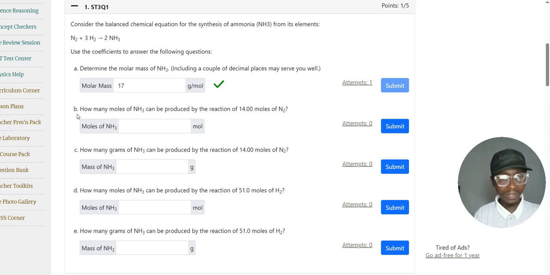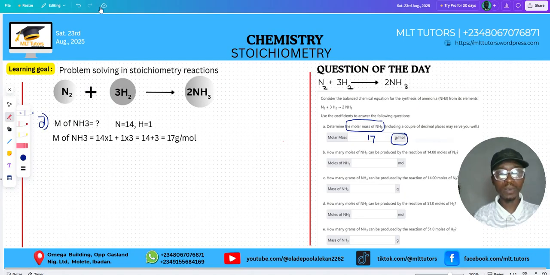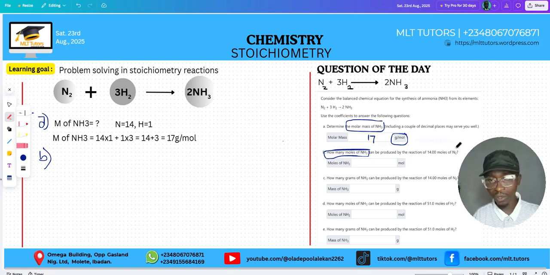All right, so let's try B, which is the second question. How many moles of ammonia can be produced by the reaction of 14 moles of nitrogen gas? Again, let's go back to the MLT virtual classroom. So now we are attempting question B. Let's identify the problem. We are looking at the number of moles of ammonia that can be produced by a reaction of 14 moles of nitrogen.